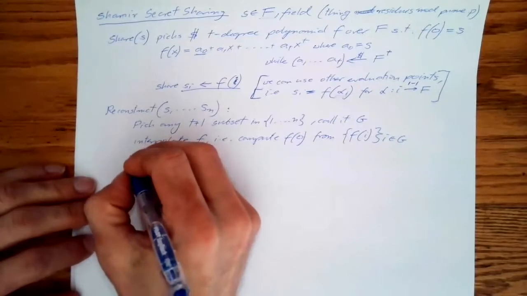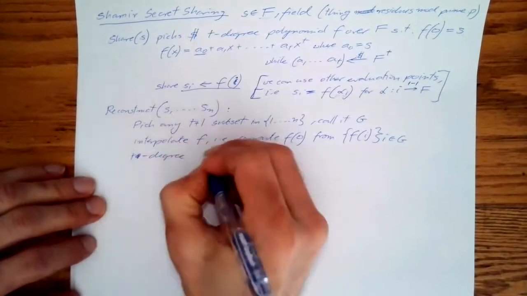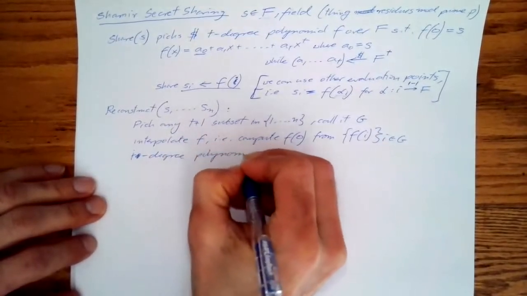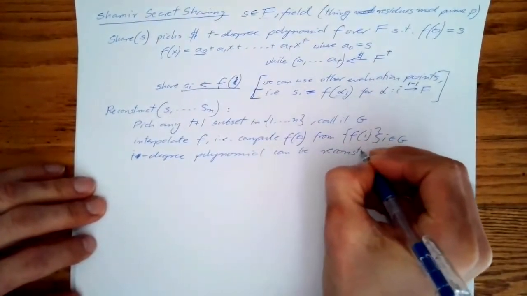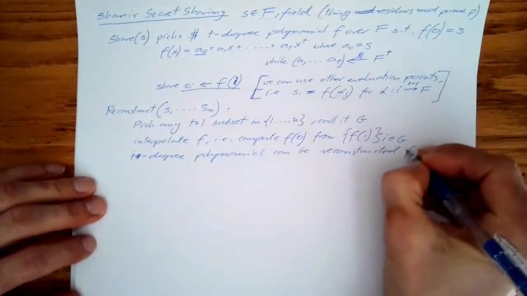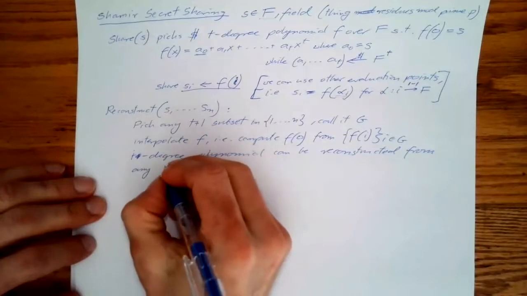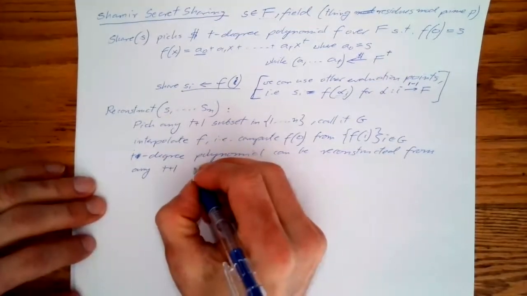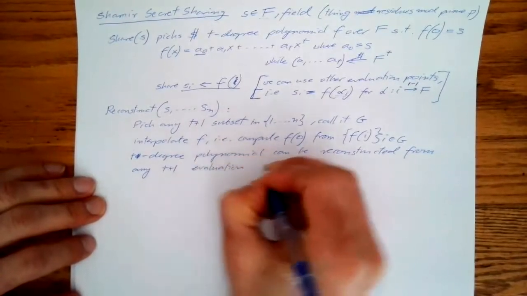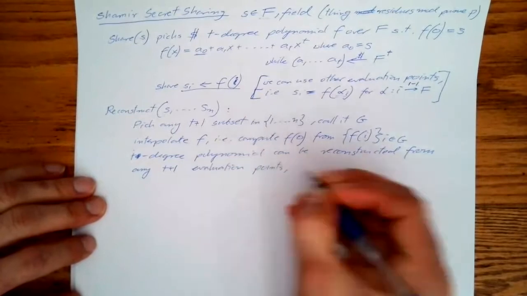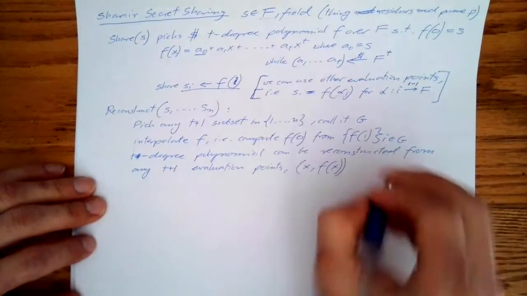And a degree t polynomial can be reconstructed, meaning interpolated, from any t+1 evaluation points, i.e. (x, f(x)) pairs.